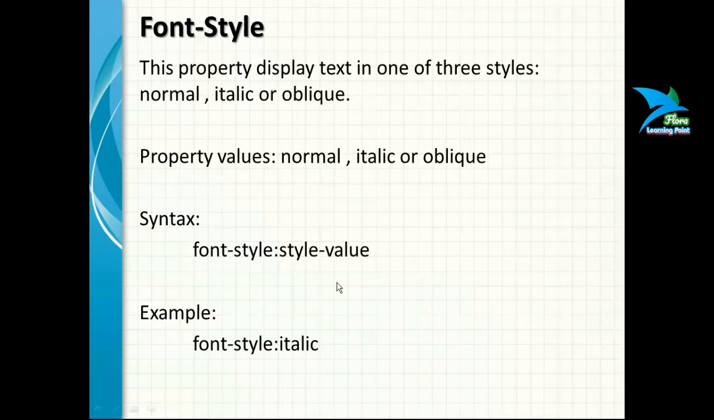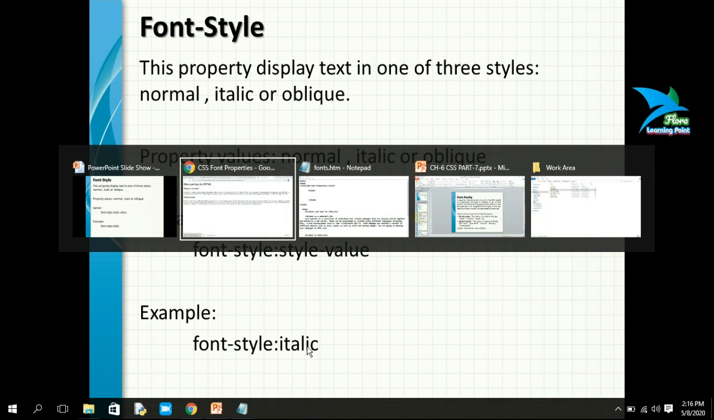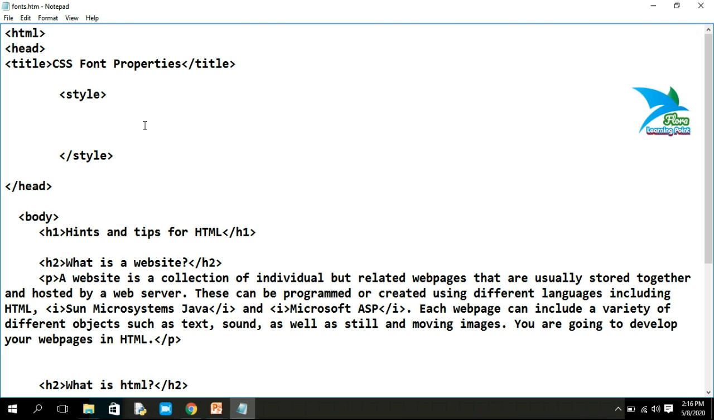in CSS. Next, we have the font style property. This property displays text in one of three styles: normal, italic, or oblique. This property has three values: normal, italic, or oblique, and we can use this property as font style, then one of these values. For example, font style colon italic. So we can apply the same property on this one.